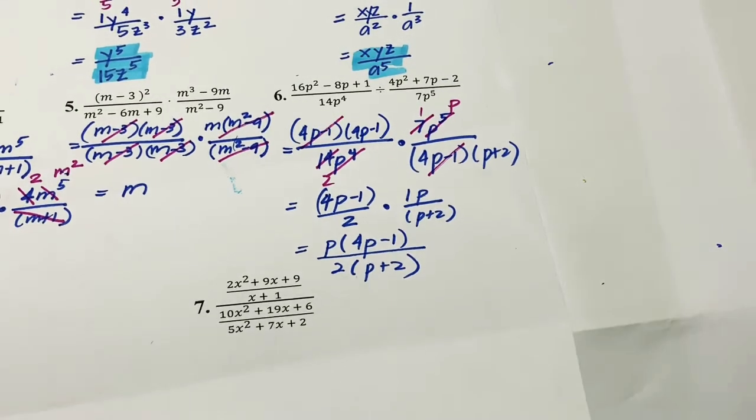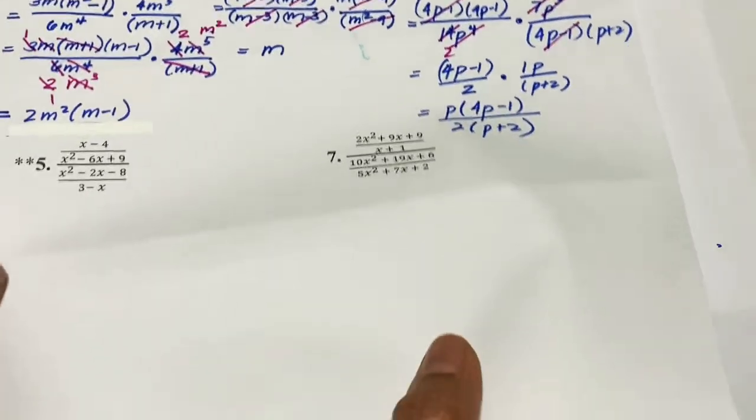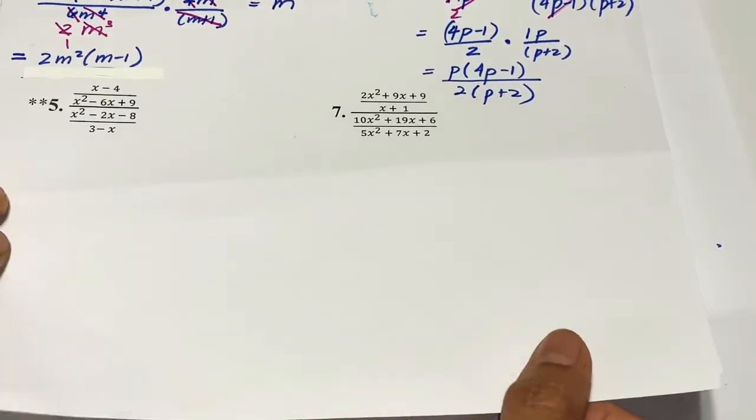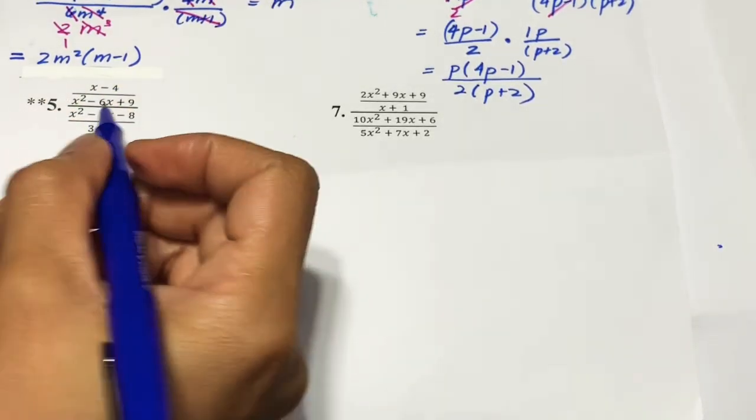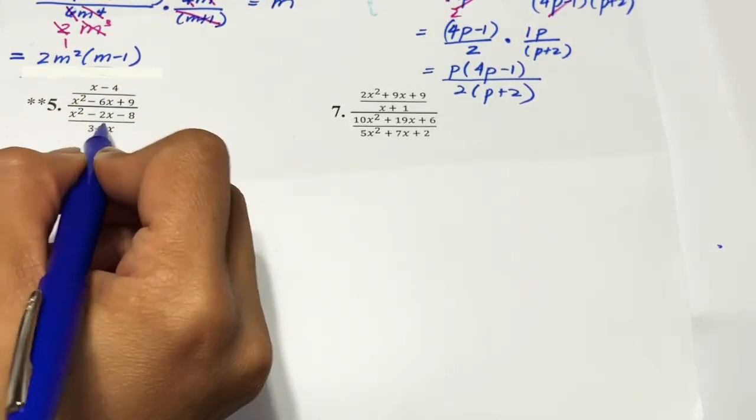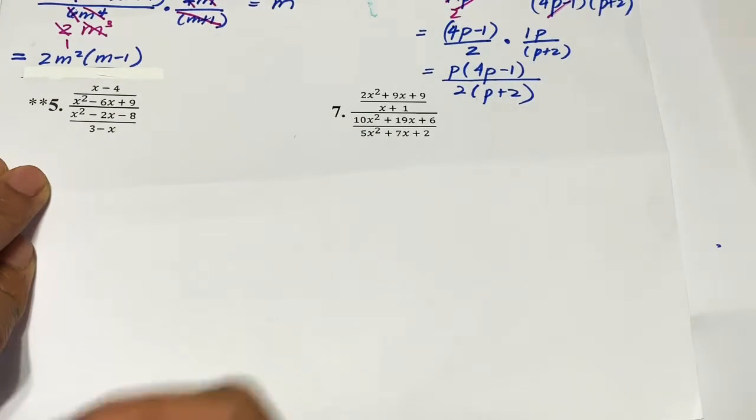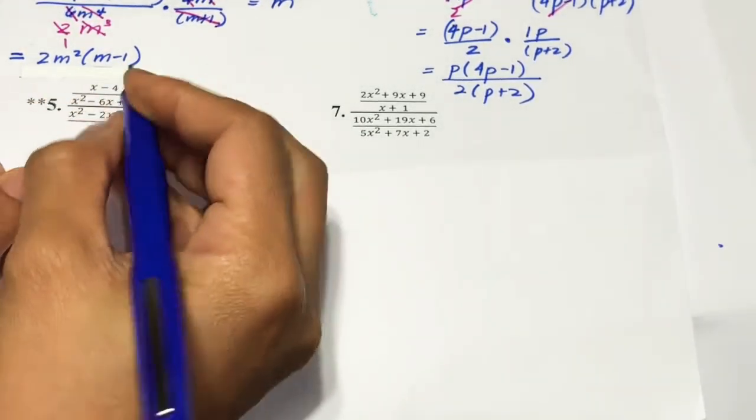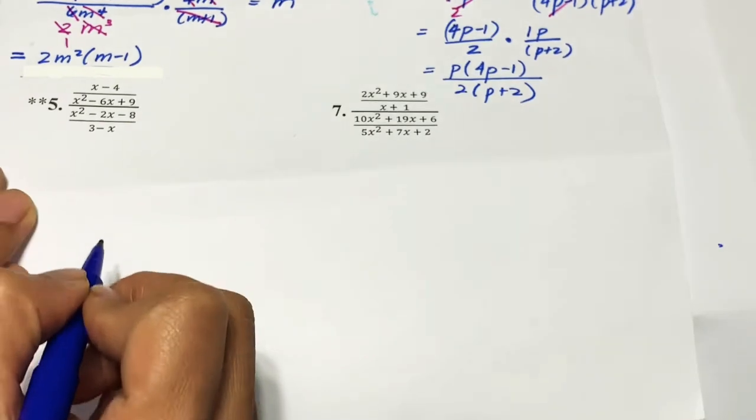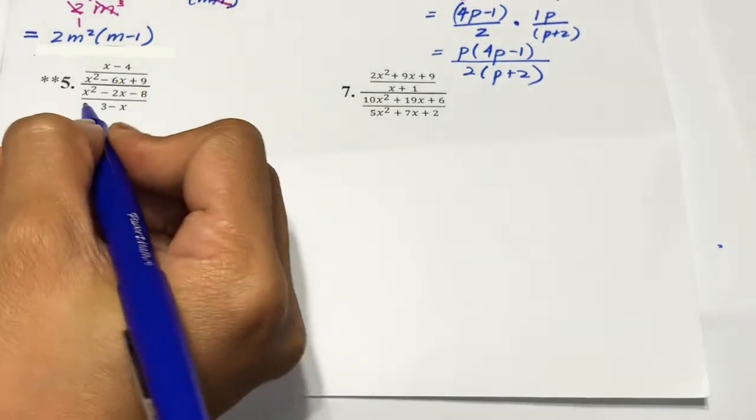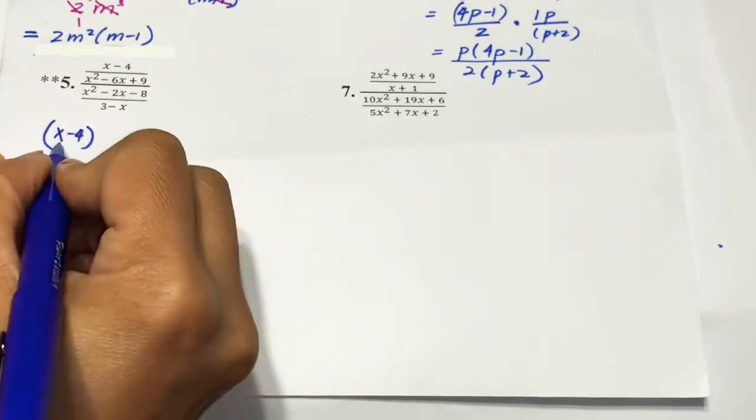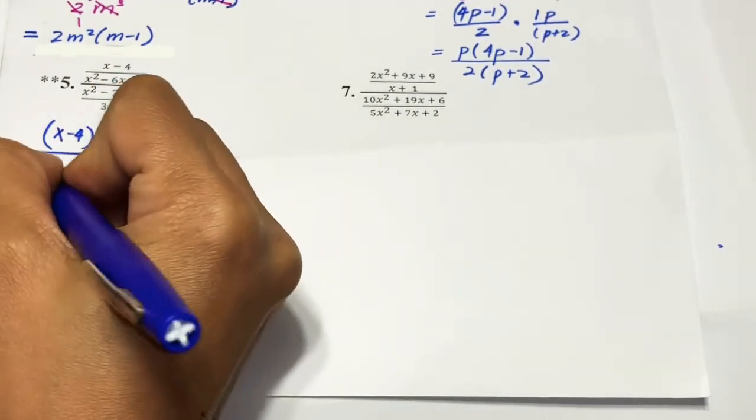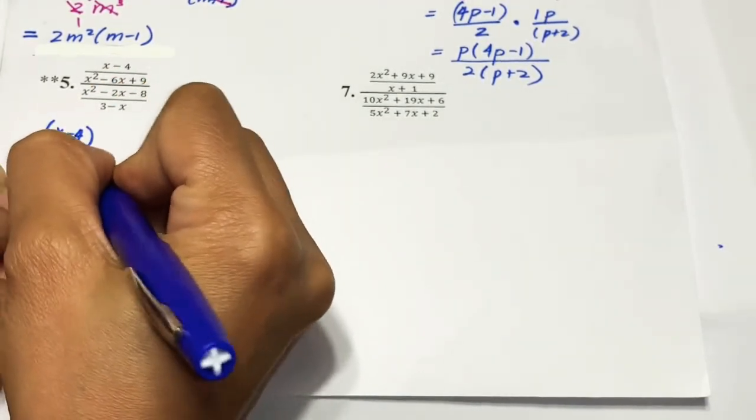Okay. Next one. Last two at the bottom. Again, these are complex fractions, the same thing as divide. When you divide, you multiply by its reciprocal. So the numerator stays the same. This is going to be x minus 4. Again, it's a binomial, so I'm going to put it in parentheses, over x squared minus 6x plus 9.